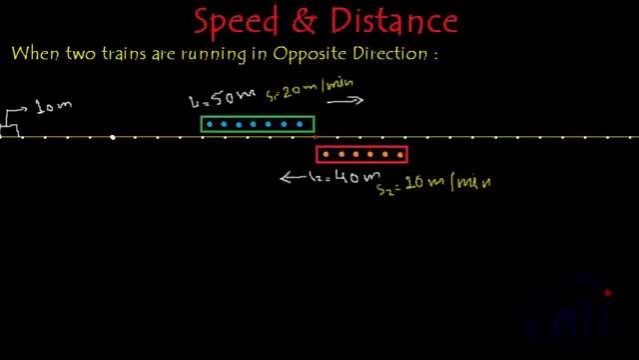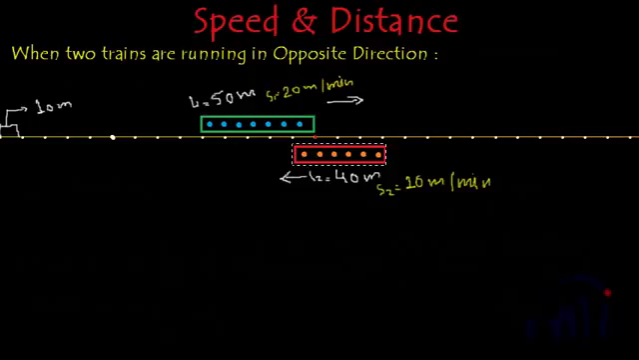So what will be the situation after 1 minute? After 1 minute, this red train would have traveled a distance equal to 10 meters. That means the new position of this red train will be, right now it is here. After 1 minute, it will reach here. It would have traveled 10 meters and it will reach here, right?